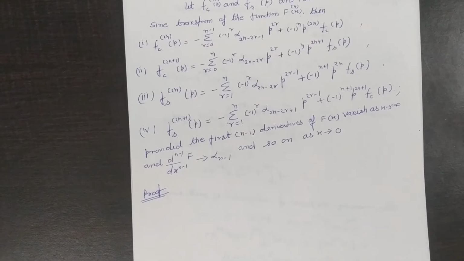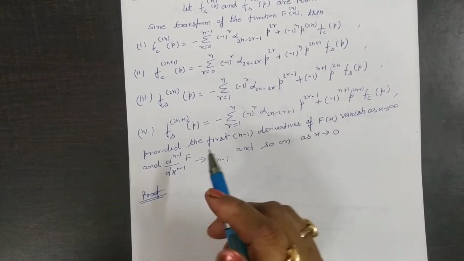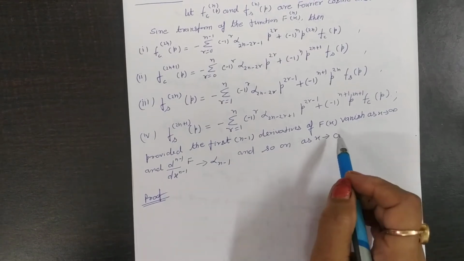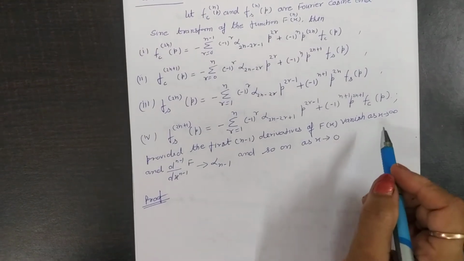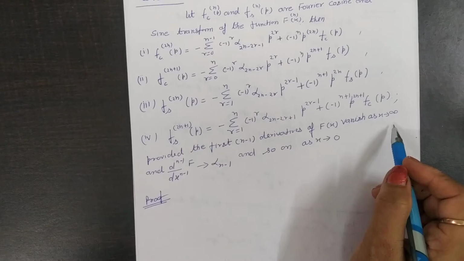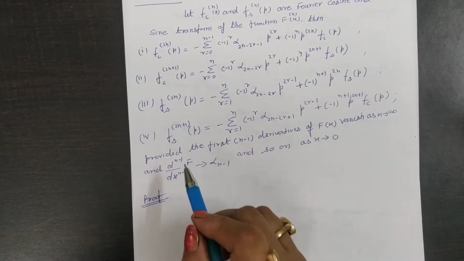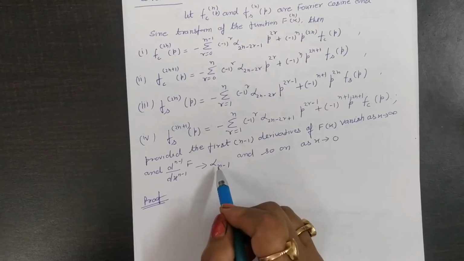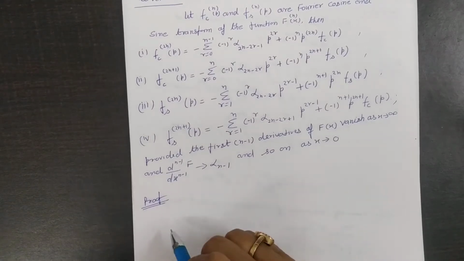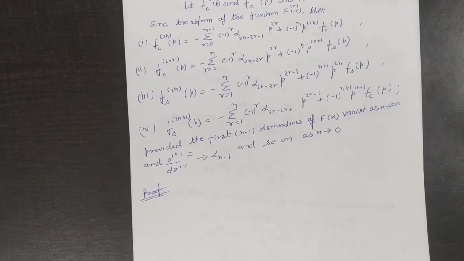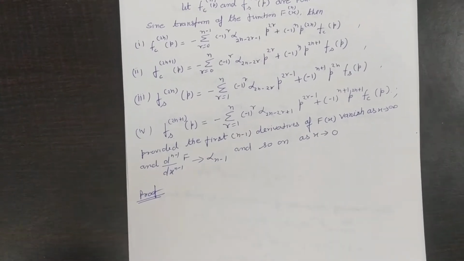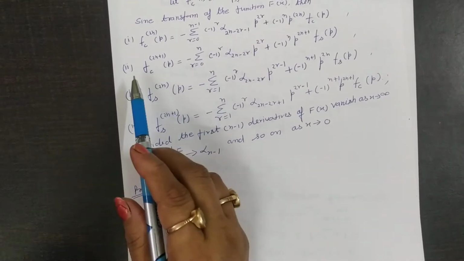In this theorem it is also given that the first n-1 terms of f(x) vanish as x tends to infinity, and the (n-1)th derivative as x tends to 0 is alpha_{n-1}. Using these we have to prove this. Now we start with the first property.